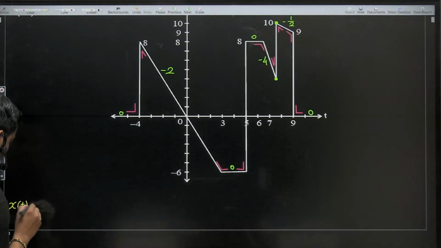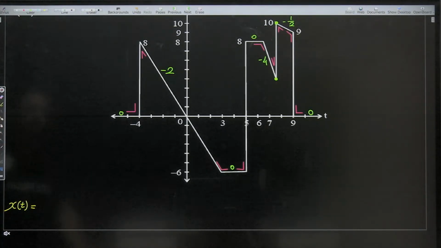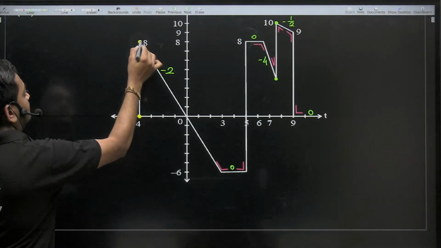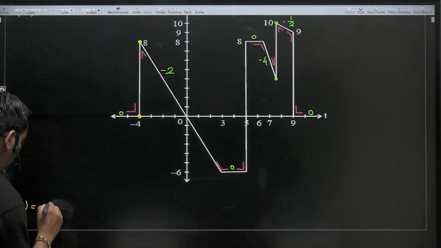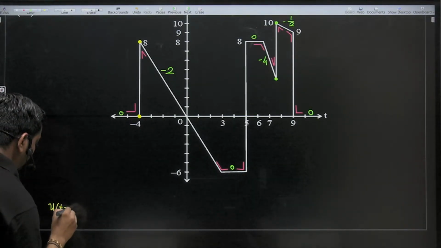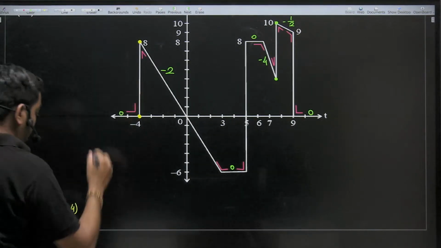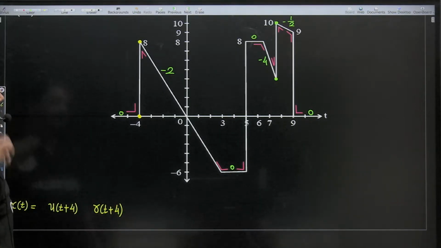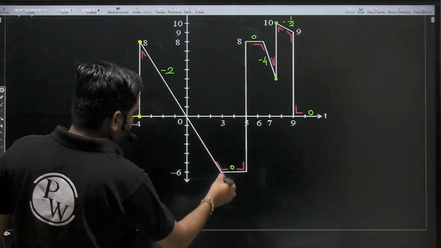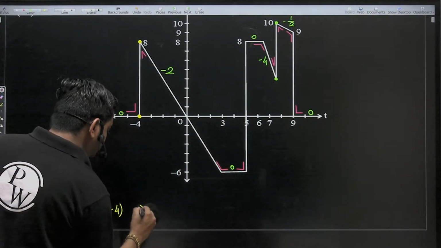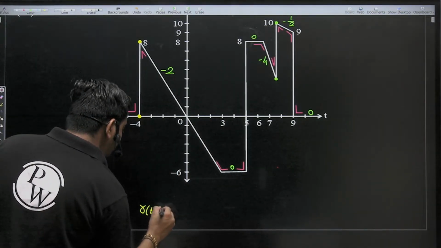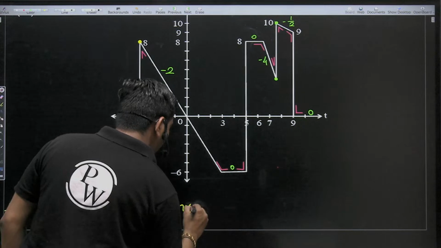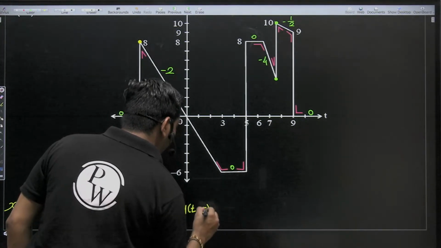X of t here is nothing but a sudden change in amplitude from 0 to 8, so it is u of t plus 4. Now a linear change is also present, that's why r of t plus 4. And at t equal to 3, only a linear change, so r of t minus 3, correct? At t equal to 5 only a sudden change, so u of t minus 5.